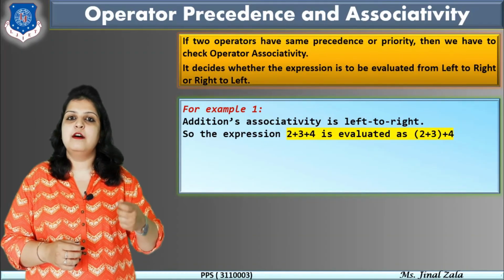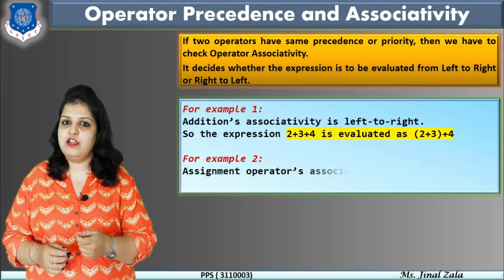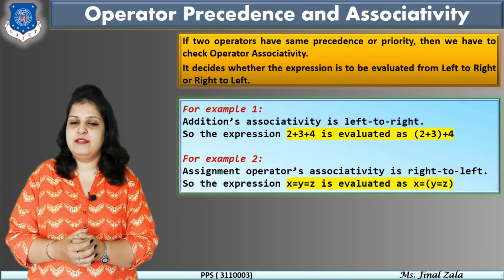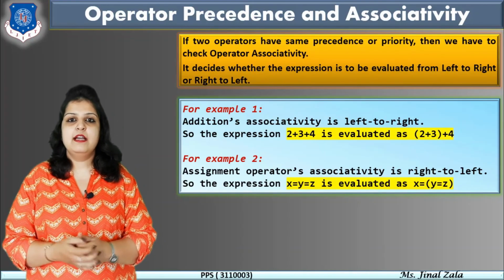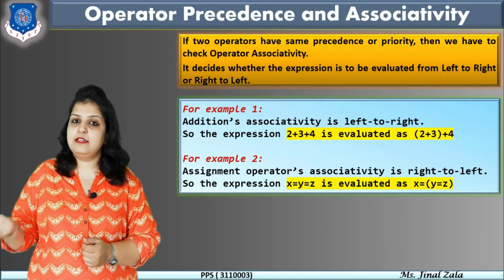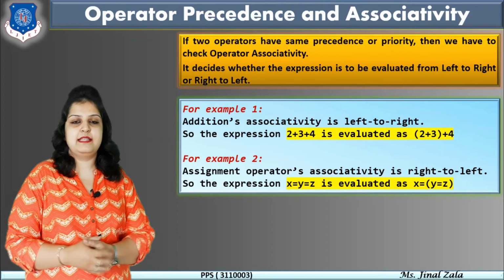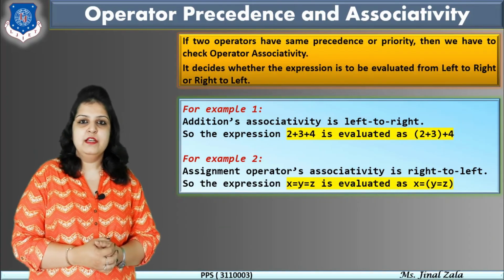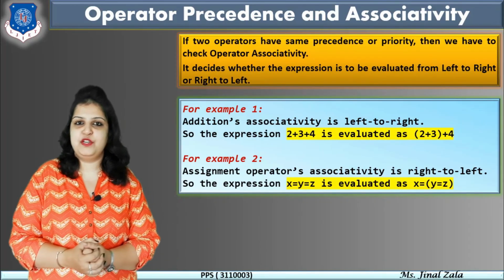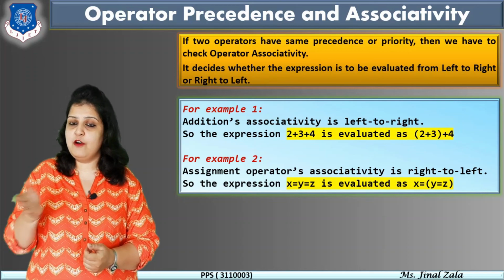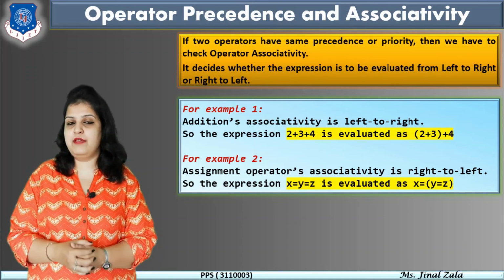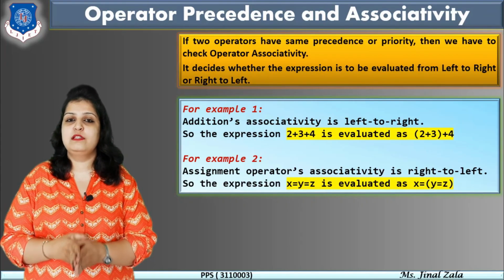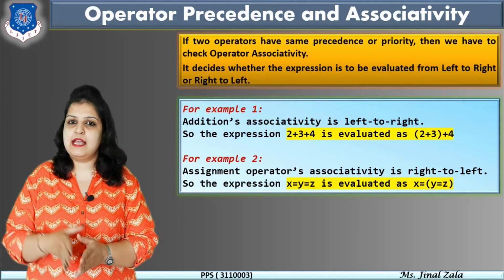So addition, subtraction, multiplication and division all work left to right. Means the associativity of those operators is left to right. And which operator has associativity right to left? To see the example, the second example is the assignment operator. So here x is equal to y is equal to z. First of all the y is equal to z expression will be evaluated and then the value of this expression will be assigned to our variable x. So in this way we can use the rules of operator precedence and associativity.